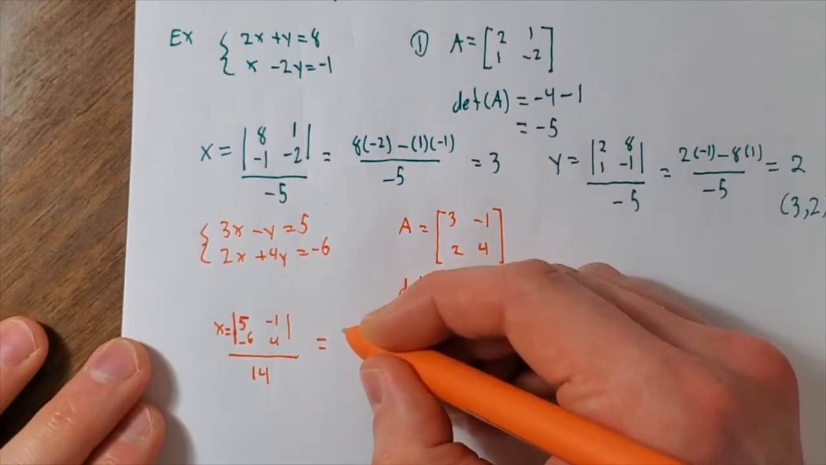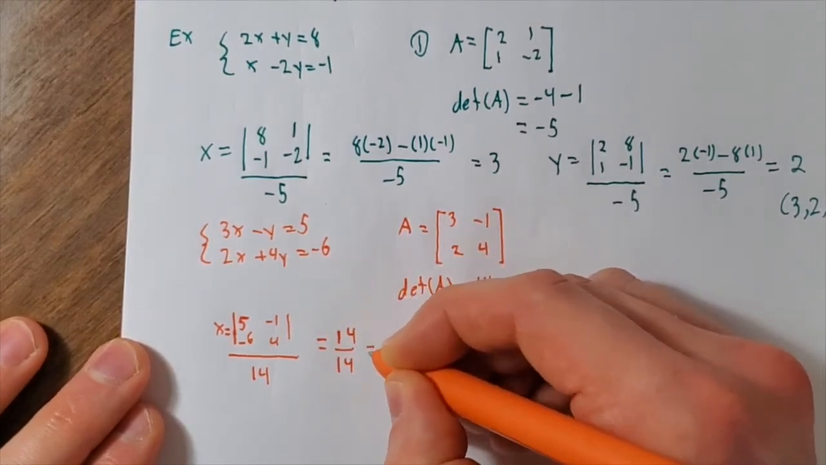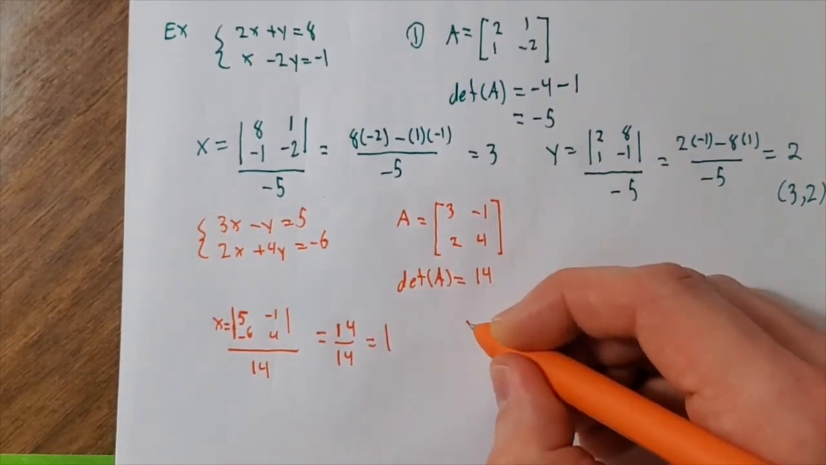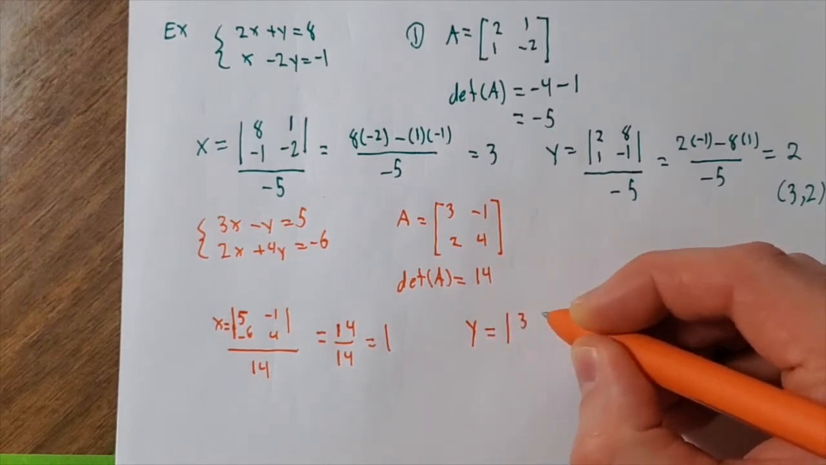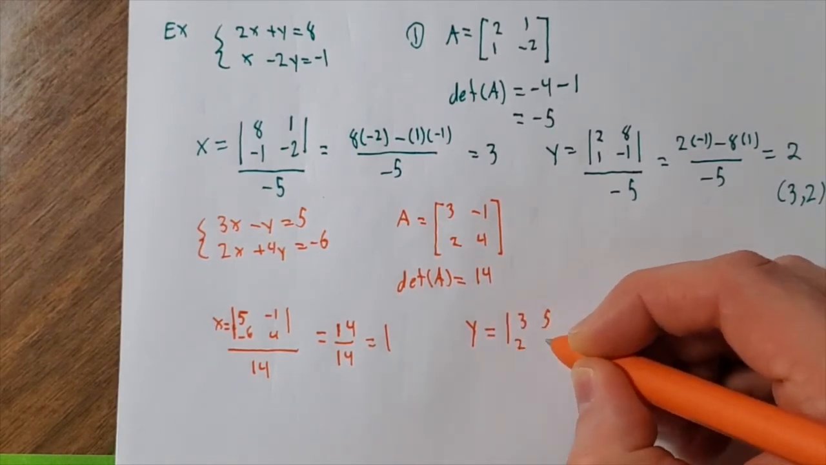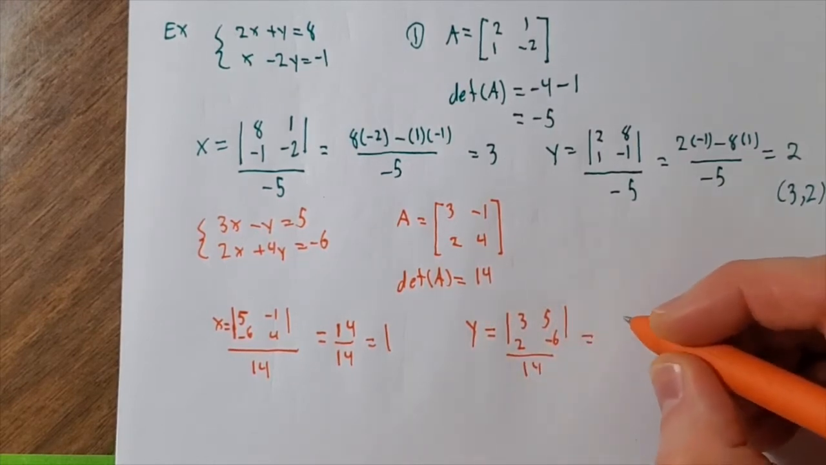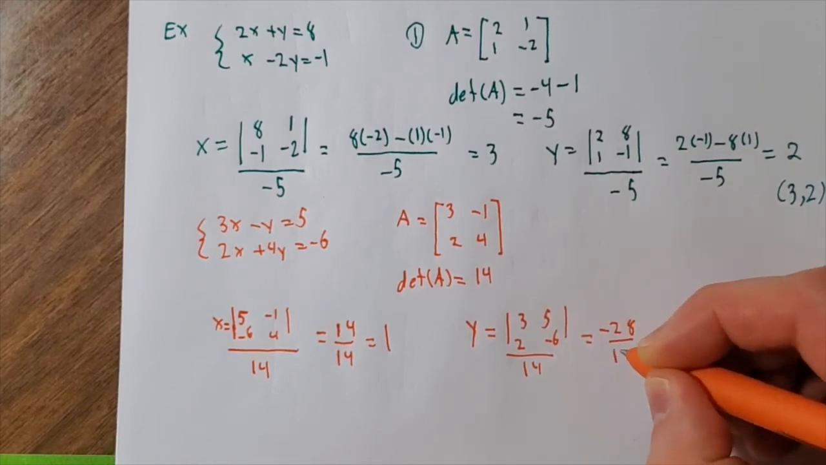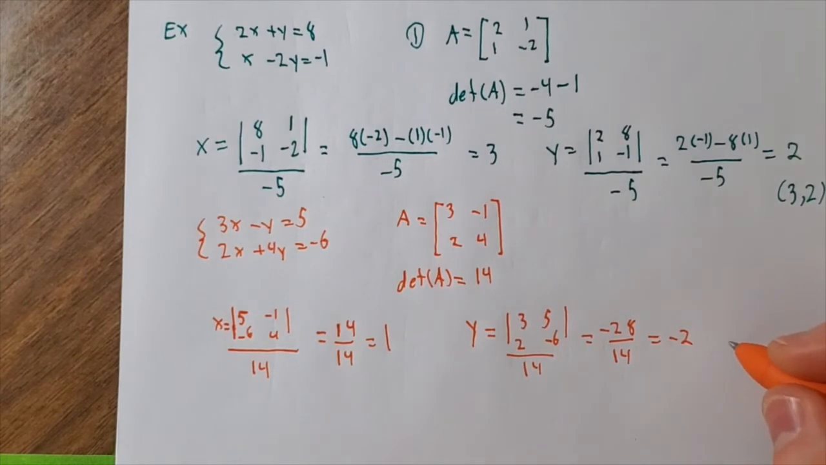which will get us 14 over 14, which is equal to 1. So x is equal to 1. Now let's try for y. This time around, we should be getting -28 over 14, which is equal to -2. So our final solution here is 1, -2.